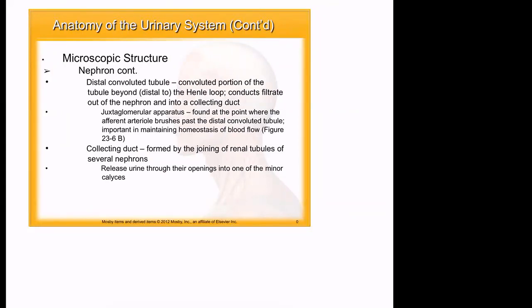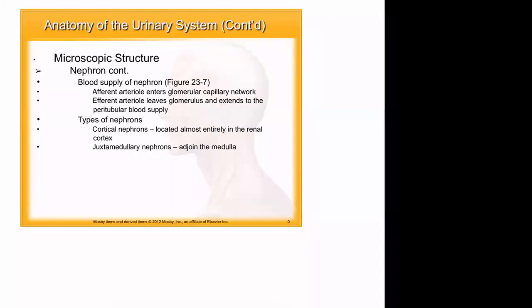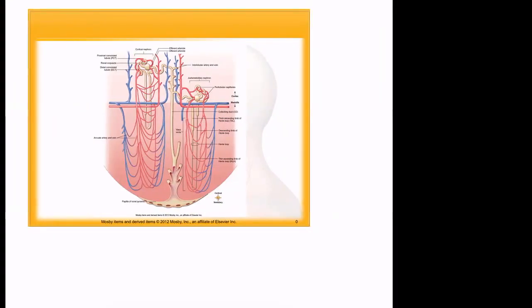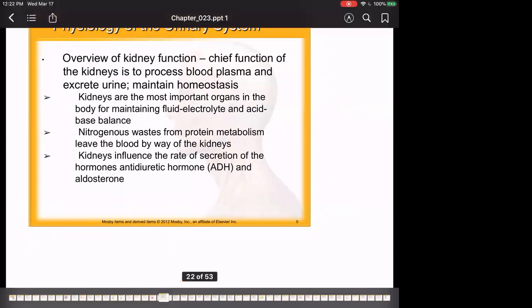So once it goes there, then we lose that. Okay. There's the juxtaglomerular. We talked about that. We're not really going to worry as much about the type of nephrons. Just know that this is what nephrons do. Chief function. Yeah, perfect. A little ahead of schedule, but that's okay.